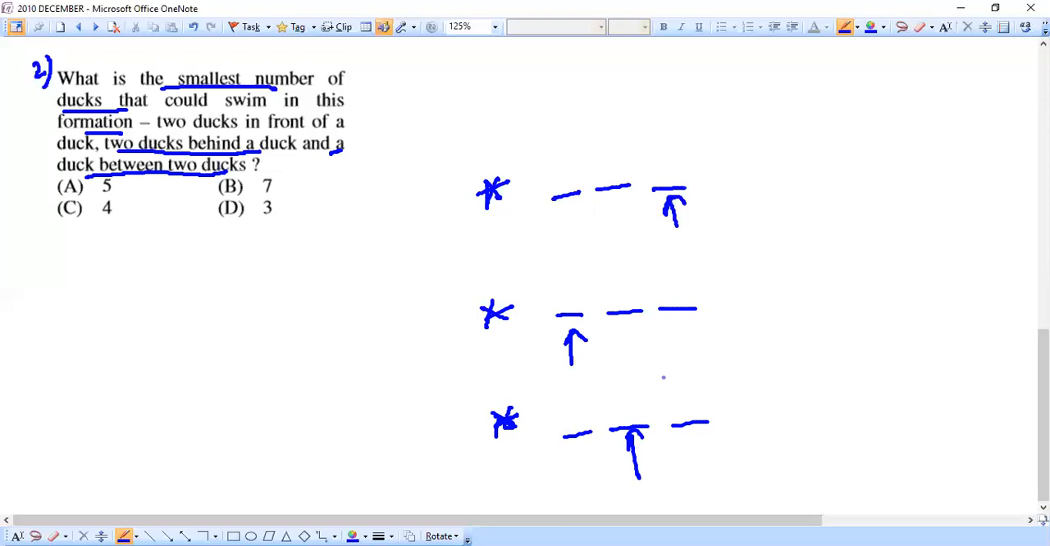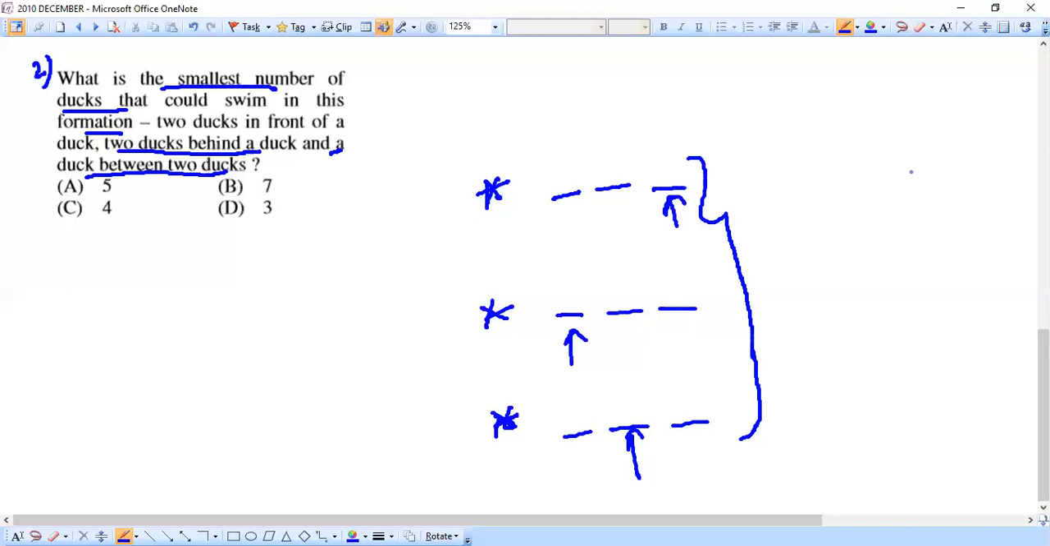So what is the minimum number of ducks we can have which satisfies all three conditions? All three conditions should be satisfied, so what is the minimum number we can take? See here, one duck at the last, two ducks in the front, and one duck in the front position, two ducks behind. And lastly, one duck should be in the middle position, one in the front, the other one in the back.